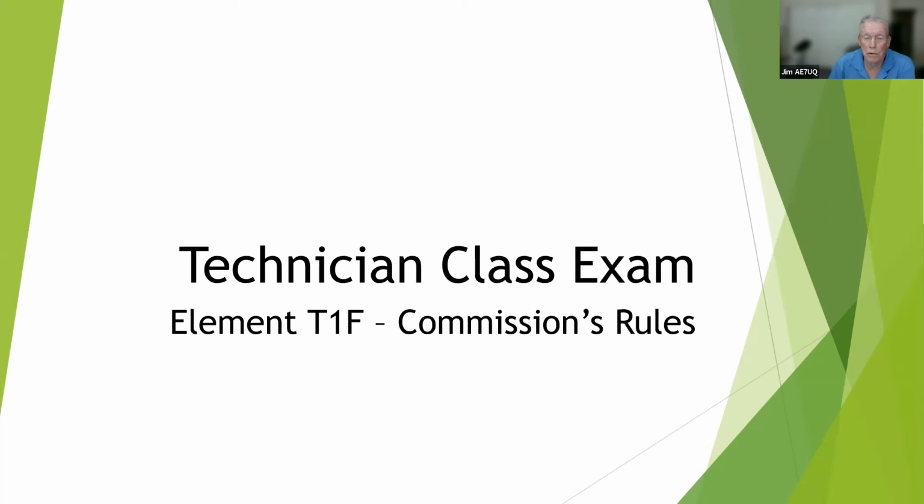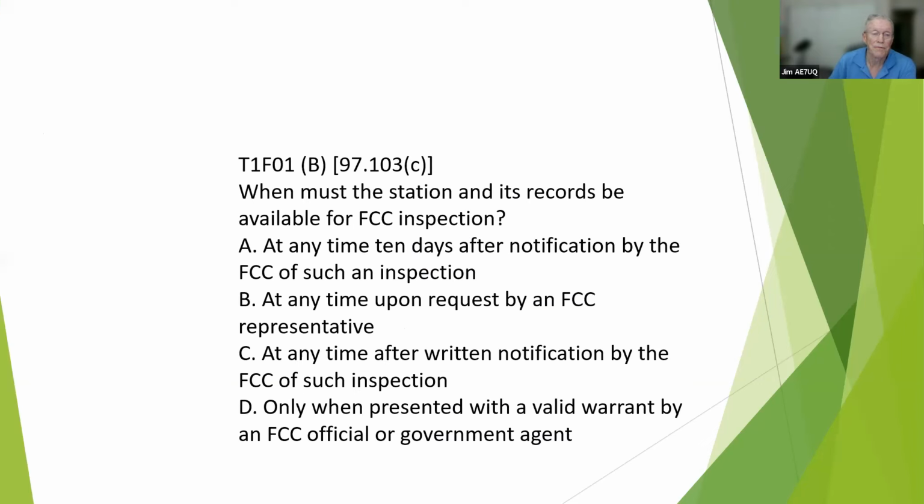And the final part of the rules section. When must the station and its records be available for FCC inspection? At any time. And one of the things to keep in mind too, as we saw in one of the earlier sections, the change from the last few years is the requirement that you have an email address as part of your FCC record. So that's one of the things that they could call upon you. If they can't get a hold of you by email, then we saw earlier that you could lose your license or have it suspended.